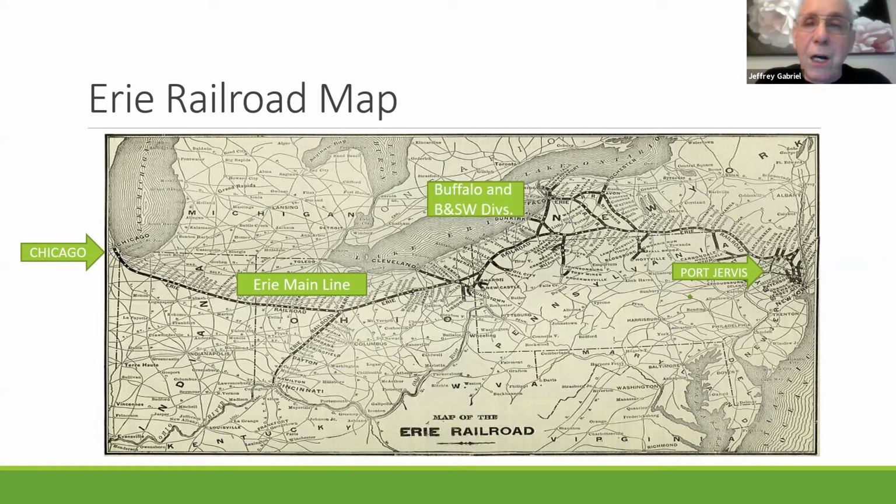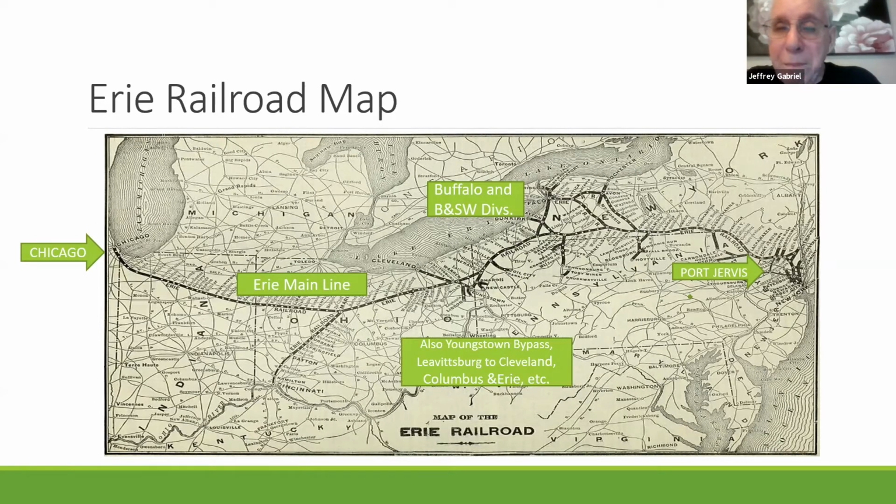In this Western territory, it's big and very varied. It includes the whole Buffalo and Southwestern divisions. It also includes the Youngstown bypass, Leavittsburg to Cleveland, Maine, the Columbus and Erie, et cetera, et cetera.